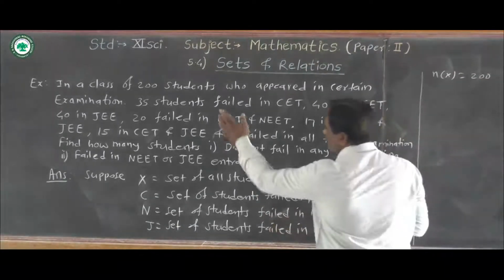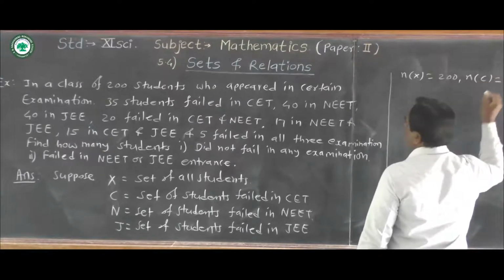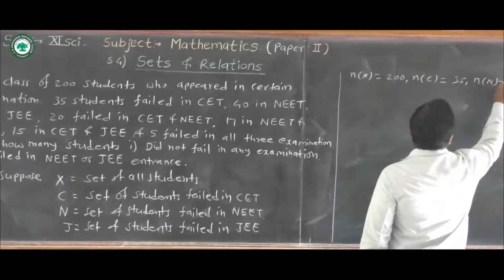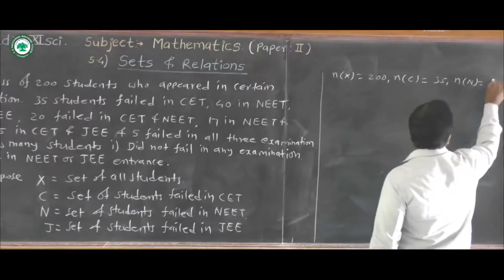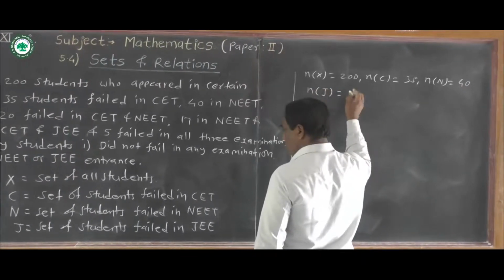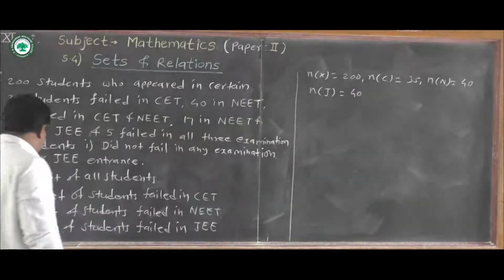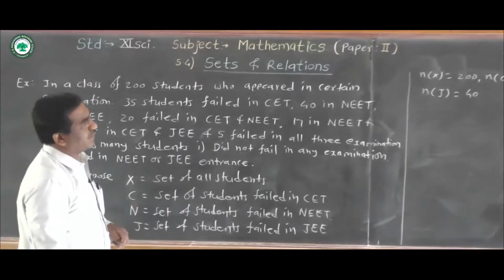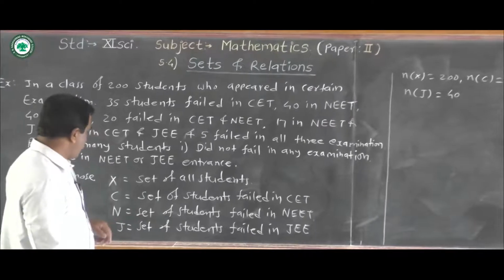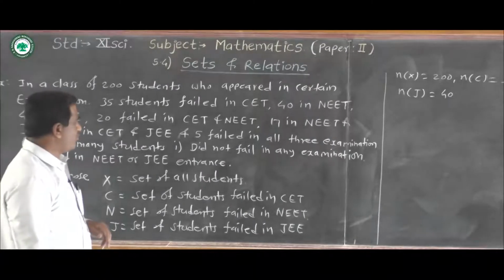Okay, and we are given these values: number of X is equal to 200, total number of students, number of C is equal to 35, number of N is equal to 40, number of J is equal to also 40. That is, the number of students who failed in CET examination is 35, the number who failed in NEET examination is 40, and the number of students who failed in JEE examination, that is number of J, is equal to 40.